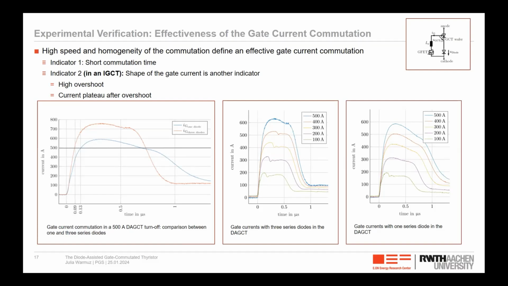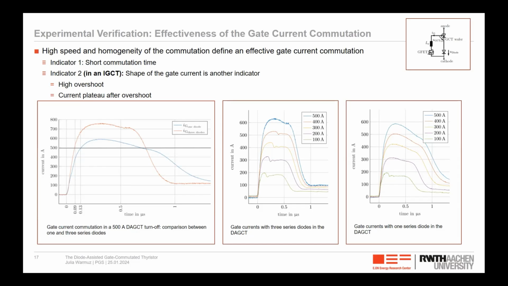Therefore, I did measurements, and there I varied the diode voltage. I used once 3 diodes and another time just 1 diode, and then replaced the other 2 with a dummy. So I could vary the commutation voltage. And here you see that for a higher voltage, as expected, we have a higher overshoot, because there is plotted 500 amps turn-off. And when the voltage was lower, which means a less effective commutation, the overshoot is less.